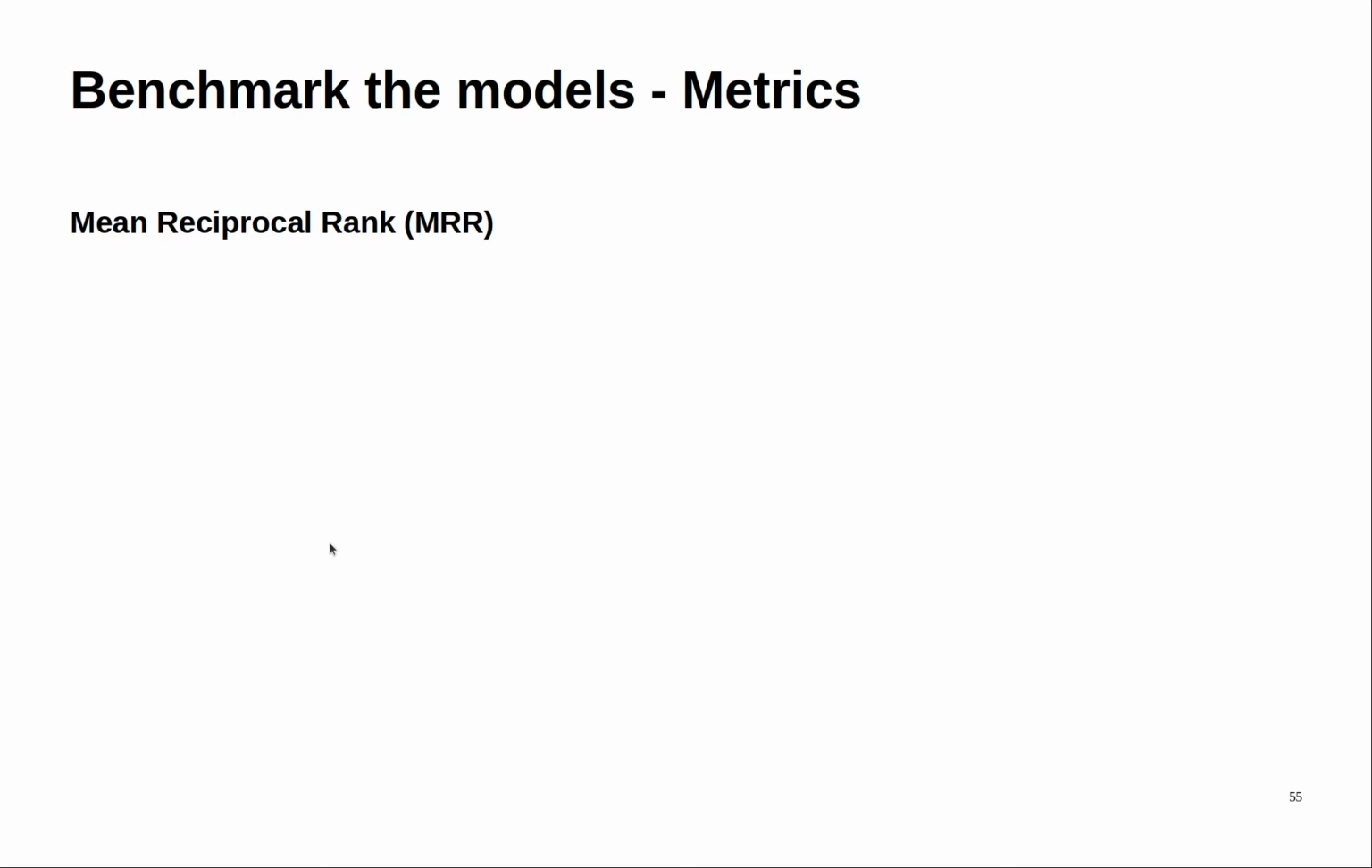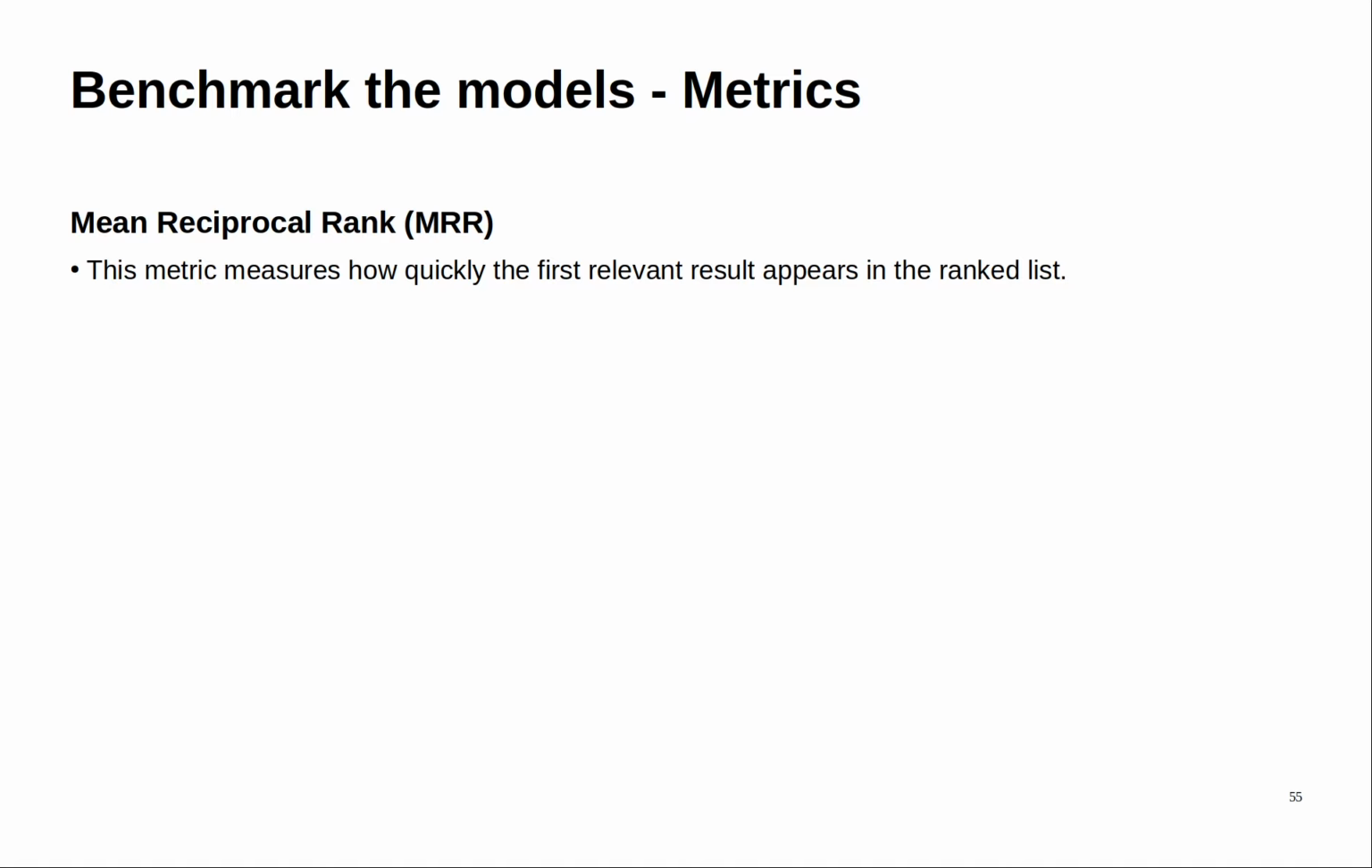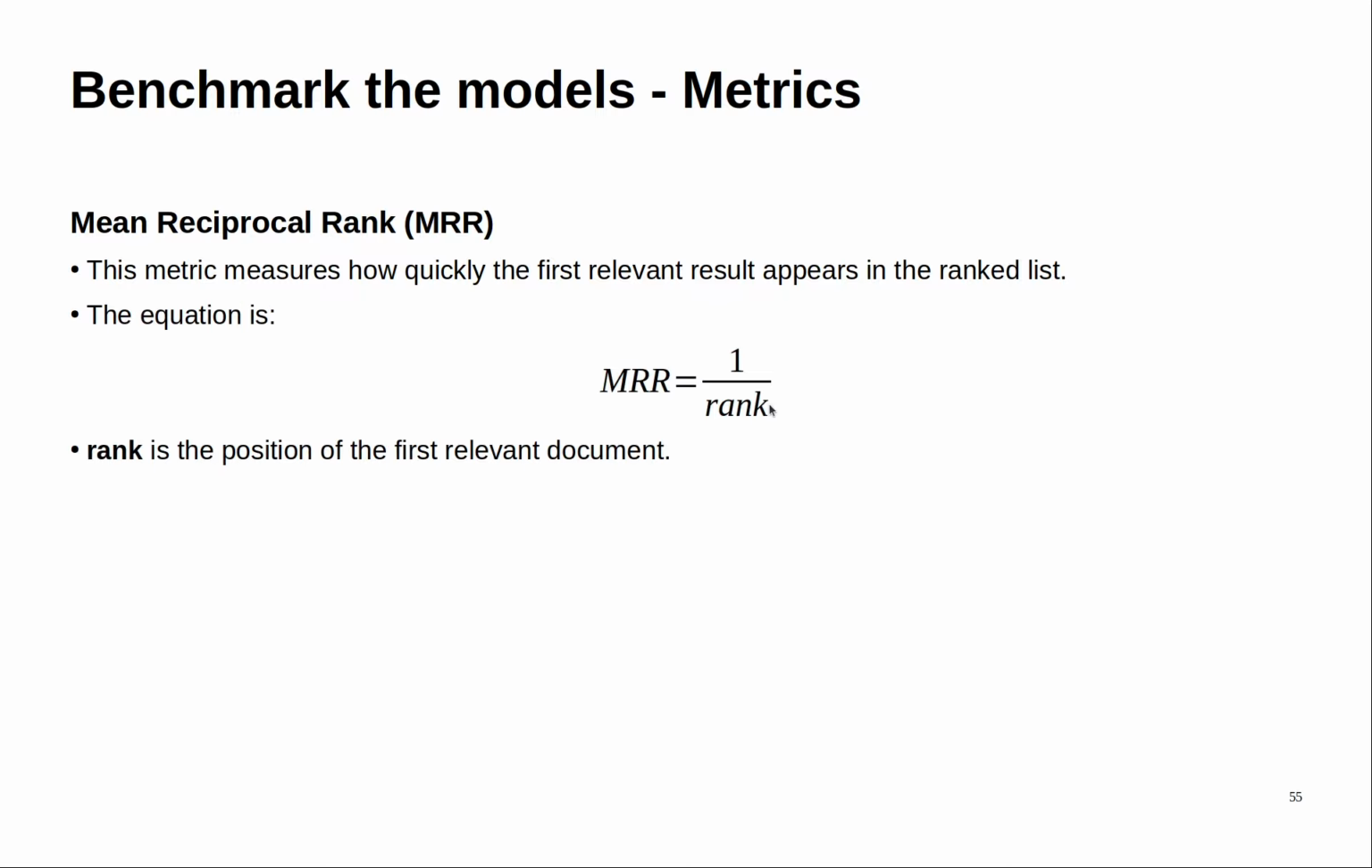Let's start with the mean reciprocal rank. This metric is used to measure how quickly the first relevant result appears in the ranked list. Let me show you the equation because it will explain how that works. Here is the equation. You can see that MRR is equal to 1 over rank. And in this case, rank is the position of the first relevant document.